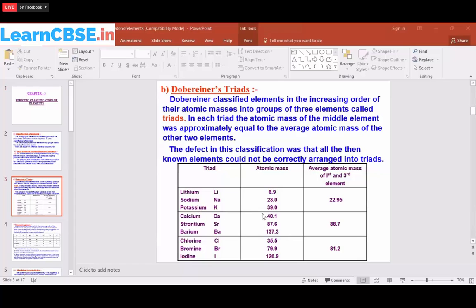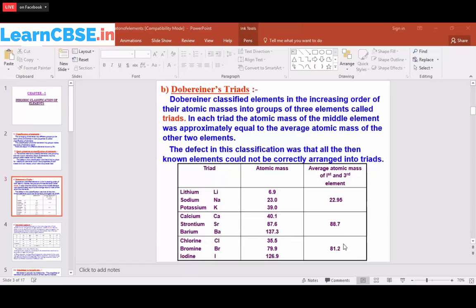Calcium is 40.1 and barium is 137.3. If we take the average of these two elements, we get 88.7, which is near to strontium. So they placed strontium in between calcium and barium. For chlorine it is 35.5 and iodine is 126.9. They took the average of 35.5 plus 126.9.